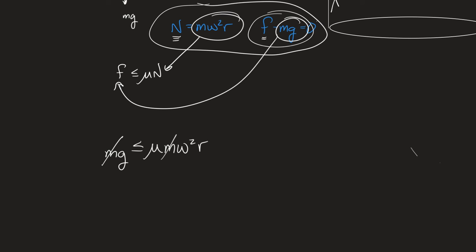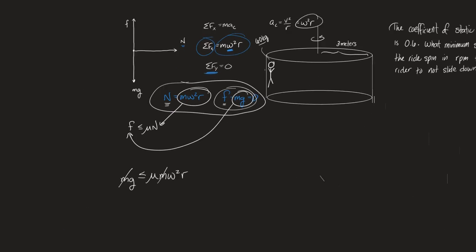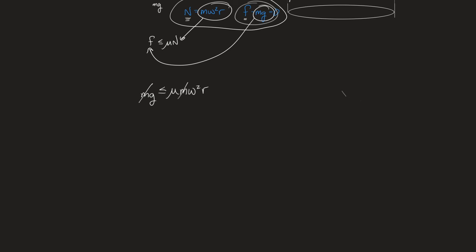Even now, some of you don't know what to do next. Well, we're solving for omega. I can solve for omega here. Just did algebra, divided both sides by mu times r. I'll probably take the square root. Not terrible. Nothing new for sure.